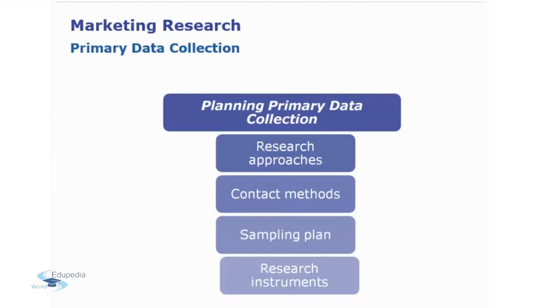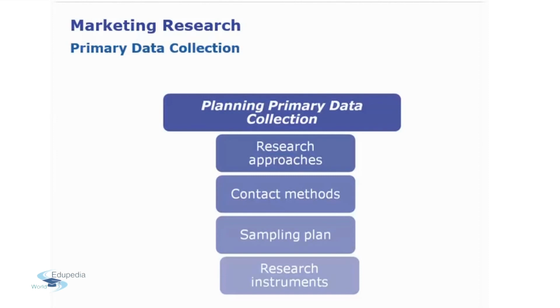So what kind of research approaches would you take? What kind of contact methods would it be? For research approaches, is it going to be quantitative research? Is it going to be qualitative research? Is it going to be an ethnography? Is it going to be just a survey? Is it just going to be a field study? So there are different kinds of scientific research. You need to find out what kind of research will satisfy your marketing need.